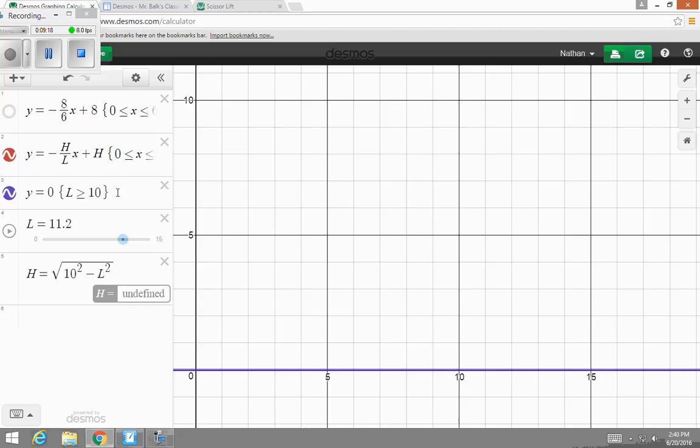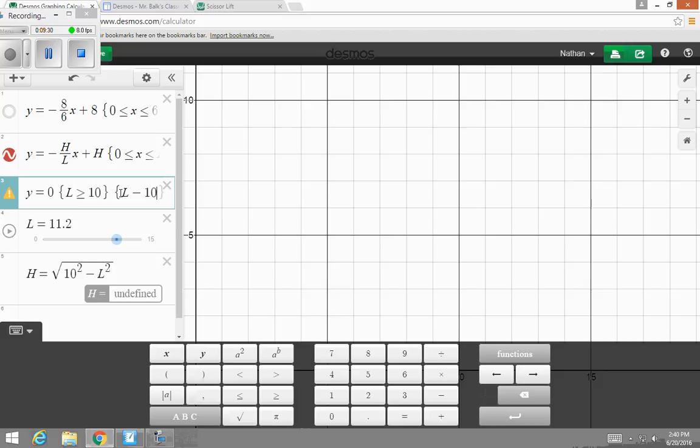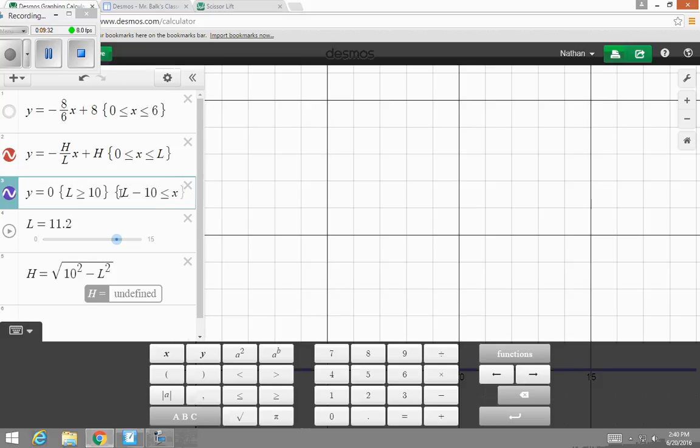So I want to add a new restriction to this. So I can have a couple restrictions placed together on this ground ladder. And what I'm going to do next is I'm going to say, this is only true when I do L minus 10 less than or equal to X less than or equal to L.